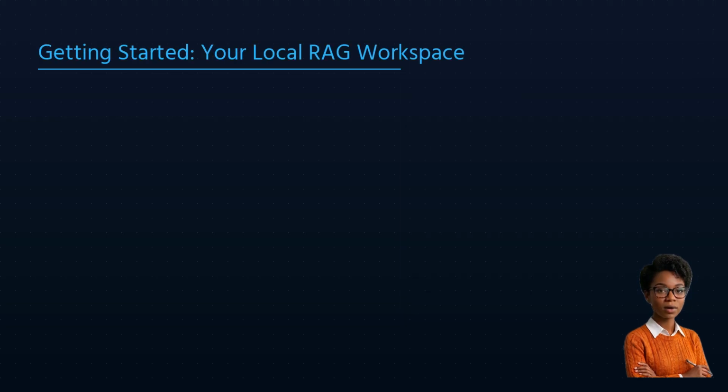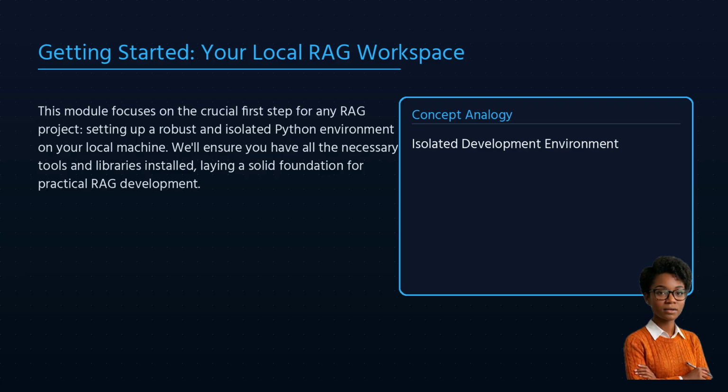Welcome back, everyone. Today, we're diving into the hands-on aspect of RAG by setting up your very own local Python environment. This is a critical foundation, ensuring you have a dedicated space for all your RAG experiments and projects. Think of it as preparing your workshop before you start building. We'll cover everything from virtual environments to essential library installations, making sure you're ready to code.